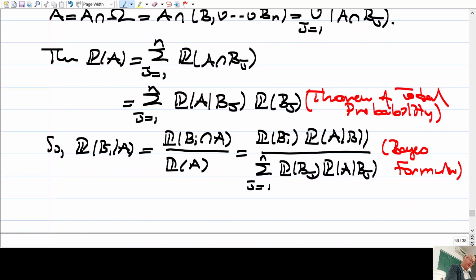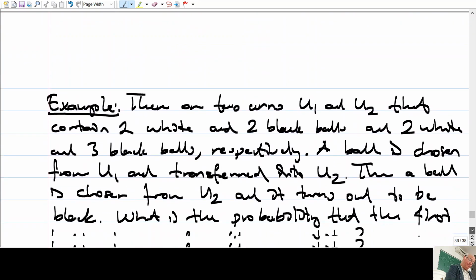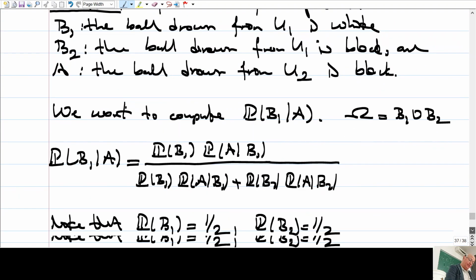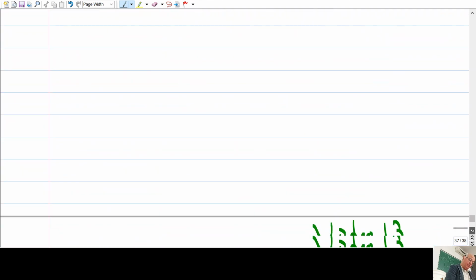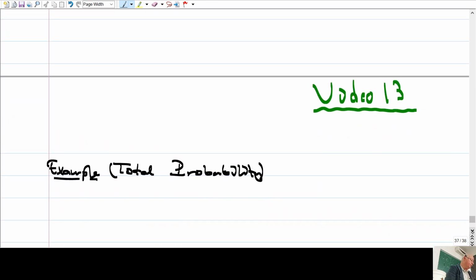And using this, we had also this Bayes formula in terms of conditional probabilities. Okay. Now let's see our next example.